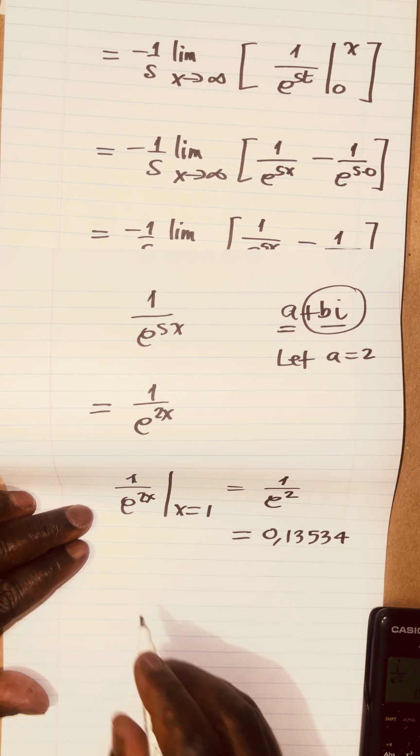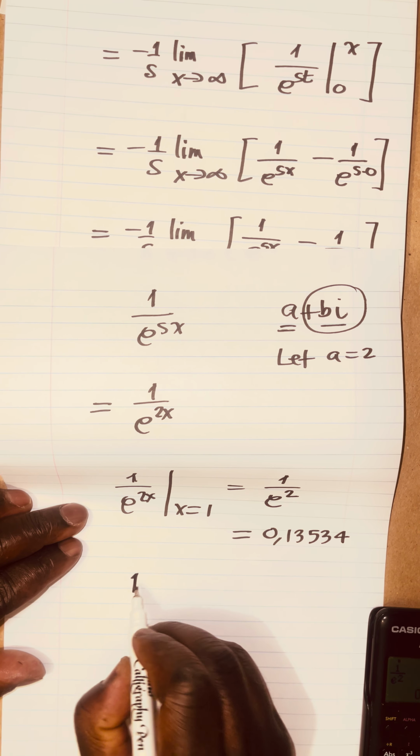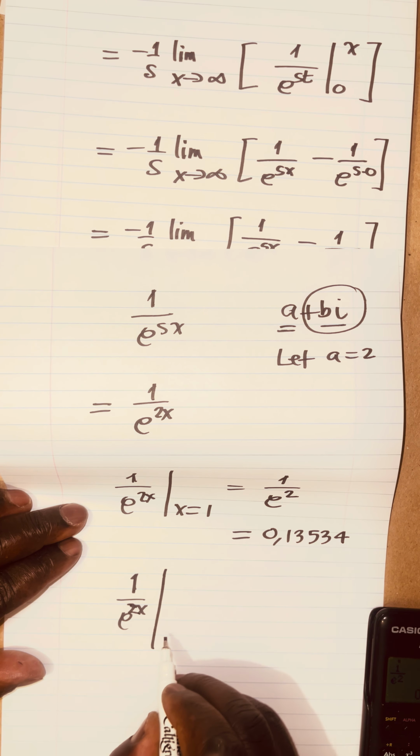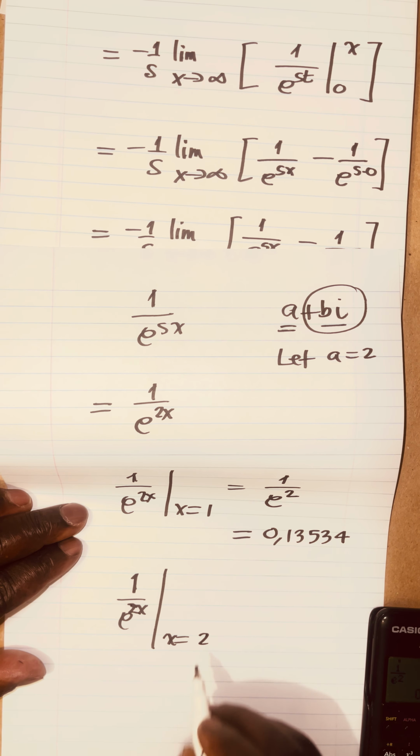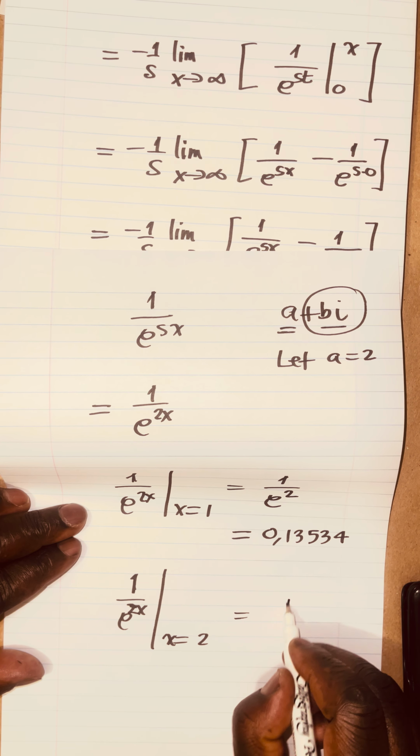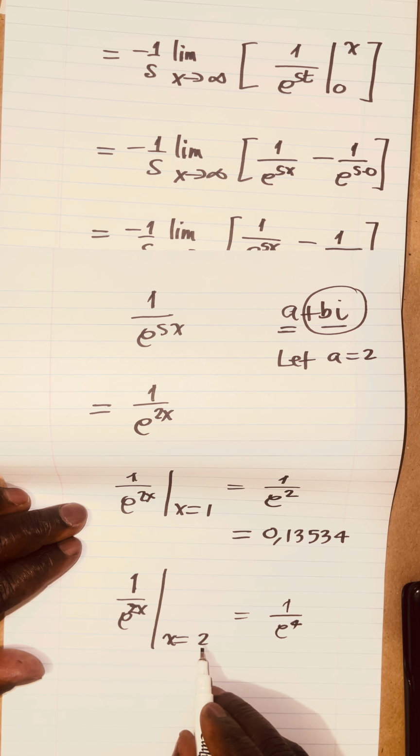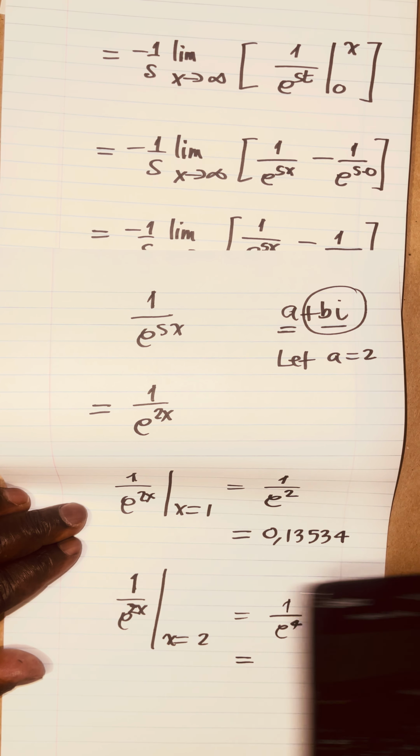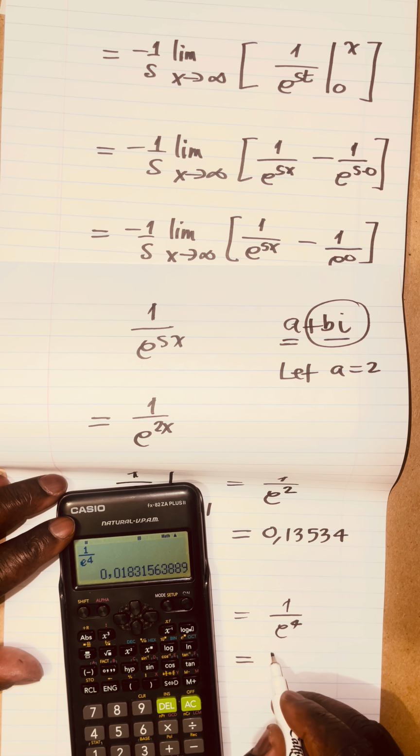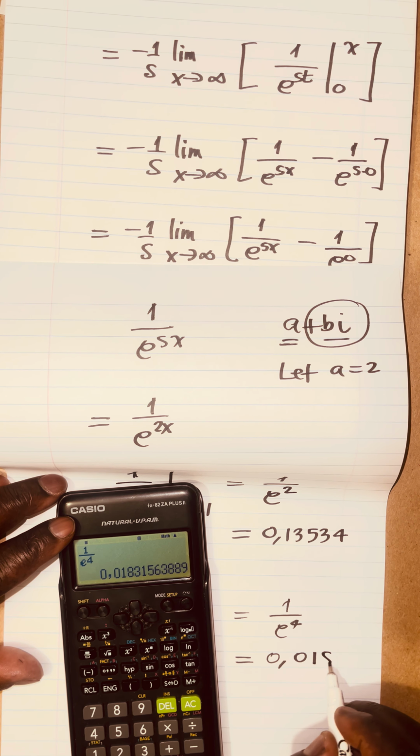Right. Now, what about if we increase the value of x? So 1 over e to the power 2x evaluated at x is equal to, let's say, 2. So we're changing that expression down there. This will now be 1 over e to the power 4, because 2 times 2 is 4. What is this equal to? What we get is 0.01832, if I maintain 5 decimal places.